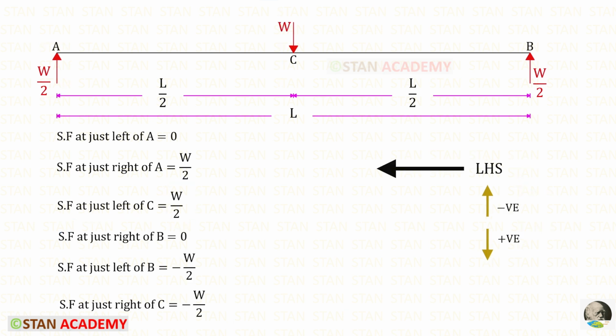To find the shear force values at just right of B, at just left of B and at just right of C, we can use left hand side rule. At just right of B, the shear force will be 0 and at just left of B, we have RB which is acting upwards, so it will be negative. Let us find the shear force at just right of C. Up to just right of C, we have only this, so the shear force will be the same, minus W upon 2. In all of these 3 points, we are finding the shear force at just left and at just right because in A and B we have vertical reaction and at C we have a point load.